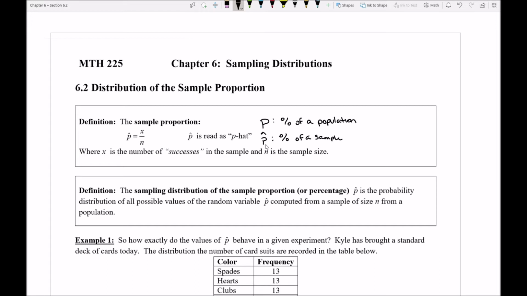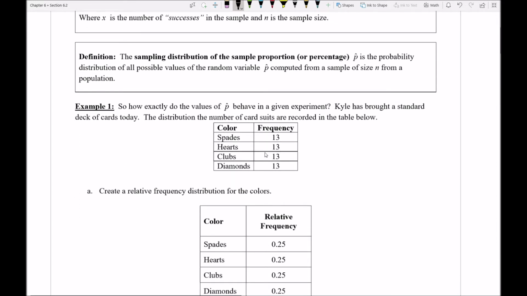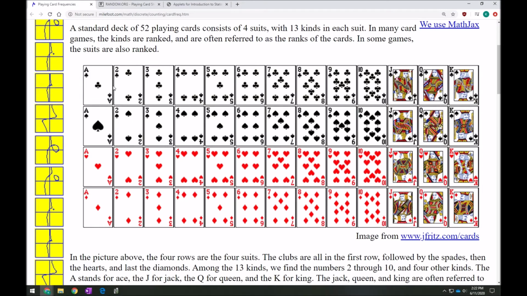To get a sense of how this is going to work, let's take a look down here at example 1, and we're going to go back and talk about a deck of cards and an experiment that we might be able to run with them. So, how exactly do the values of p hat behave in a given experiment? Well, I'm going to have another deck of cards that we're going to work through today. You might recall that a deck of cards has different card values: cards from an ace all the way up to a king. I have 4 different suits, 52 cards in total, with 4 cards of each type of value.